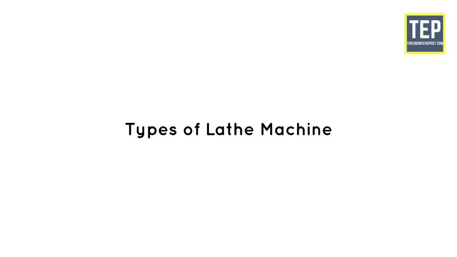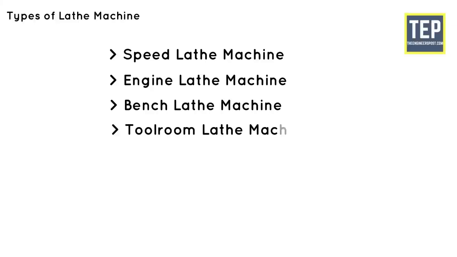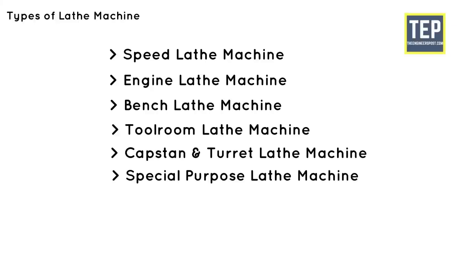Types of lathe machines. There are 7 different types of lathe machine used, which are speed lathe machine, engine lathe machine, bench lathe machine, toolroom lathe machine, capstan and turret lathe machine, special purpose lathe machines, and automatic lathe machine.